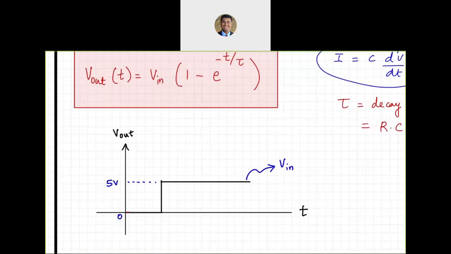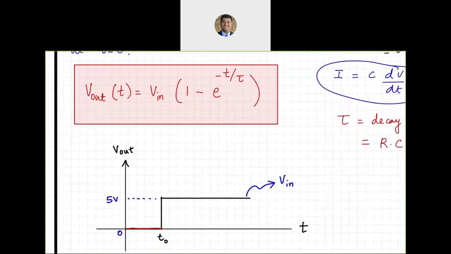So V out is not going to change until that particular time, whatever we call this, say T0. Until T0, it will remain the same. And at T0, based on the equation that was derived, that is shown on this slide, the voltage is going to start increasing exponentially, like that, and asymptotically tend to V in. Actually, it'll become V in. So that's the charging cycle of the capacitor.